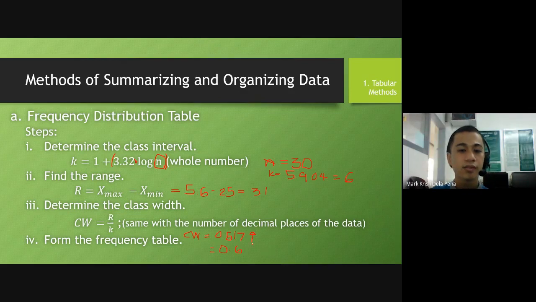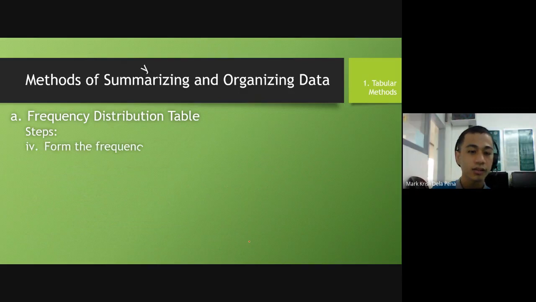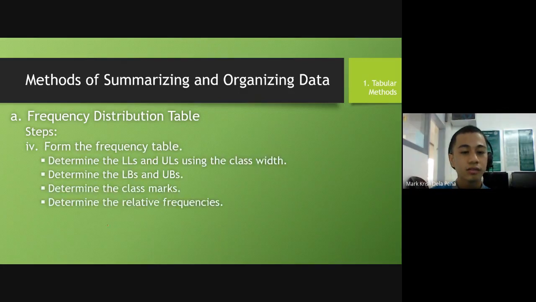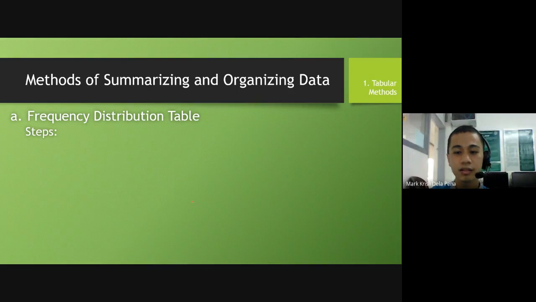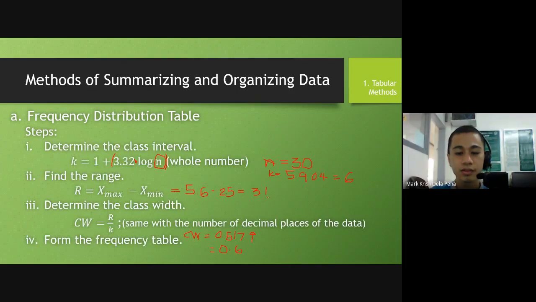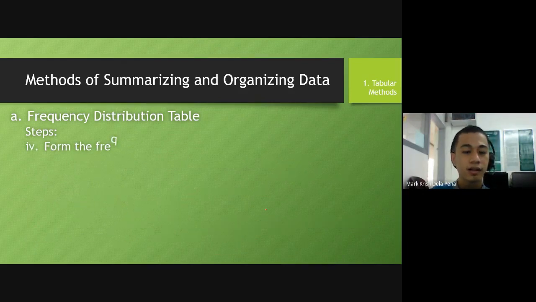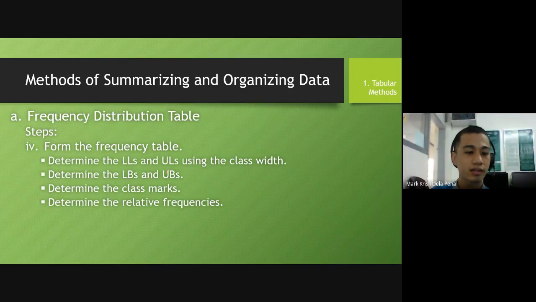And that's it. You now have your class interval, your range, and your class width. So we can then create our frequency distribution table. Based on these values, k is equal to 6, r is equal to 3.1, and class width is equal to 0.6. So we can get the lower limits, upper limits, and so on.